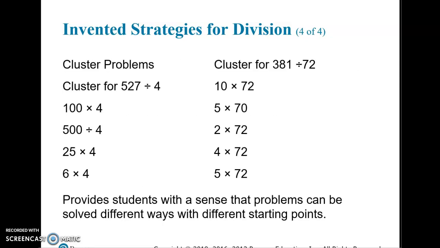In the first example, 400 divided by 4 could easily replace 100 times 4, and 125 times 4 replaces 500 divided by 4. The idea is to capitalize on the inverse relationship between multiplication and division. Cluster problems provide students with a sense that problems can be solved in different ways and with different starting points.